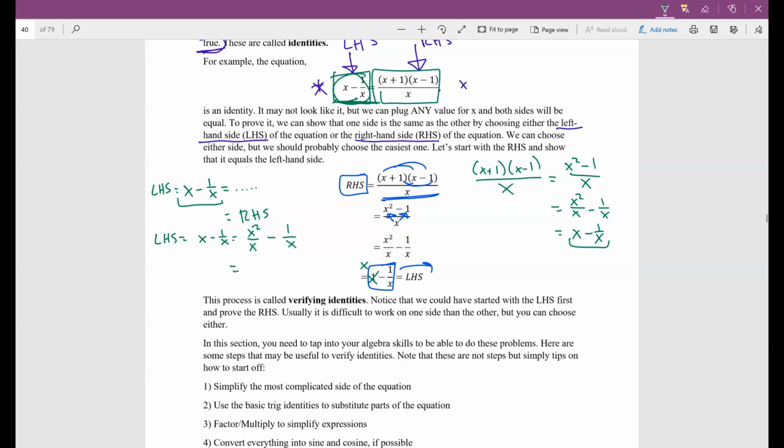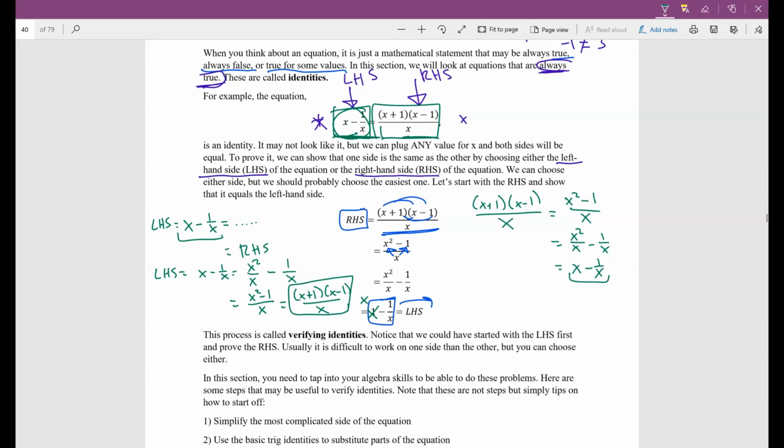Then I can subtract this guy: x squared minus 1 divided by x. And notice that on the top part I can factor this: x plus 1, x minus 1 over x. And notice that this guy is now equal to the right-hand side. Okay, so you show that this is an identity, that they're both equal to each other.